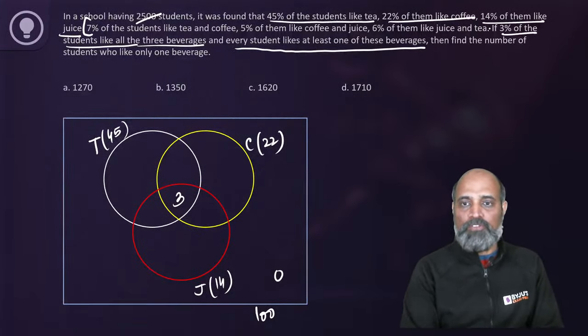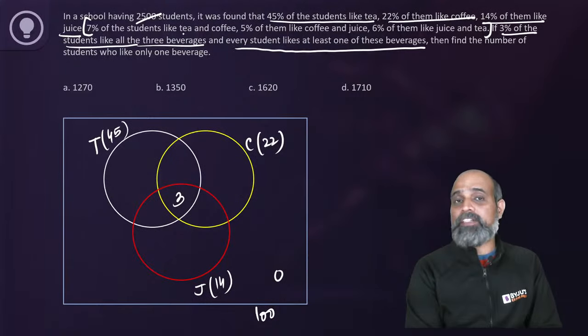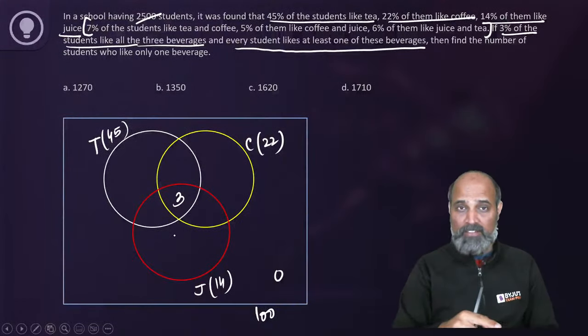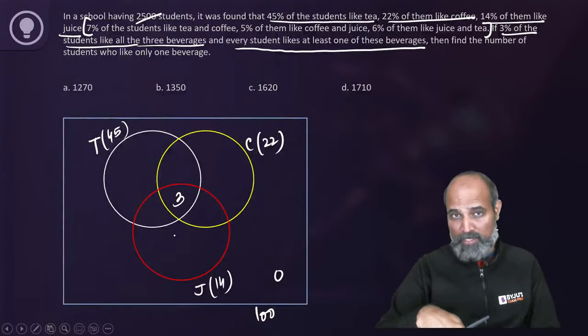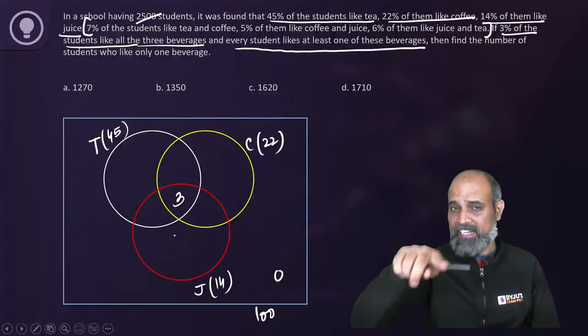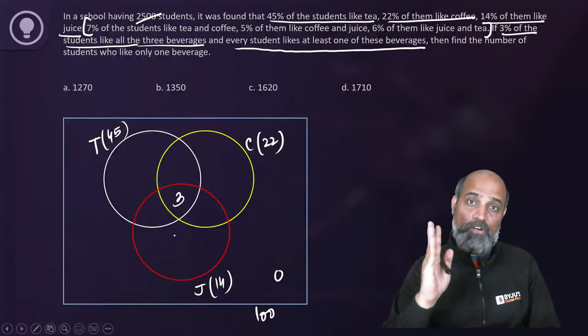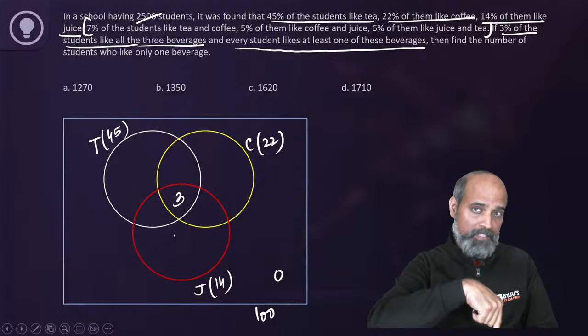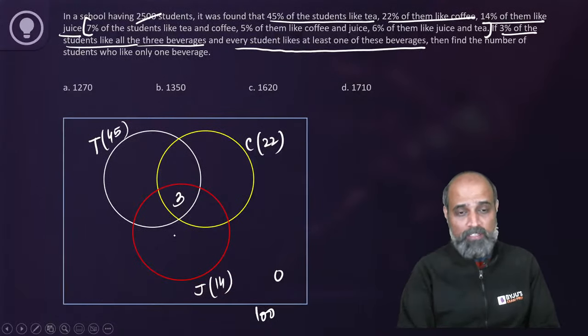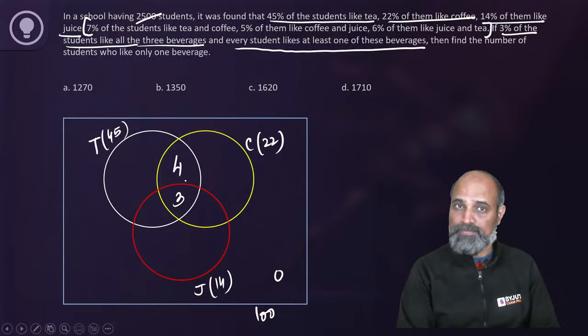Next, we have to solve this. 7% or 7 students like tea and coffee. So tea and coffee means this petal shape region, right? The one between yellow and white. Not ignoring red. Between white and yellow, 7 should be there. Out of those 7, 3 is already present, sitting there already. So we are going to have this as 4.